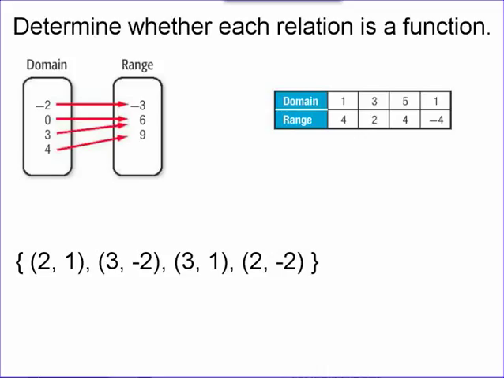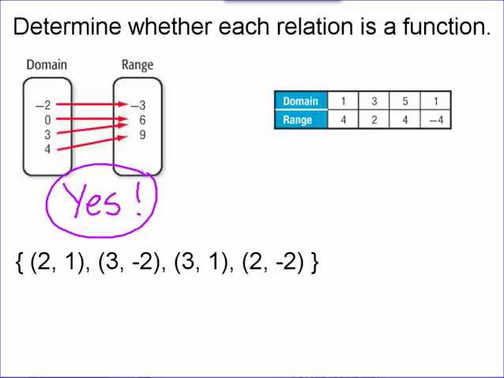No. Is -2 paired with 1 in the range? Yes. Is 0 paired with 1? Yes. Is 3 paired with 1? Yes. Is 4 paired with 1? Yes. So this is a function. And that might be something that you need to do. You might just need to go with that checklist that we just got done doing. So this one does work.